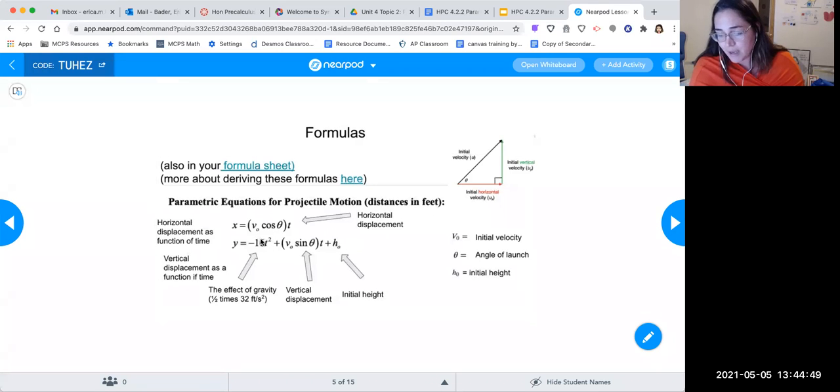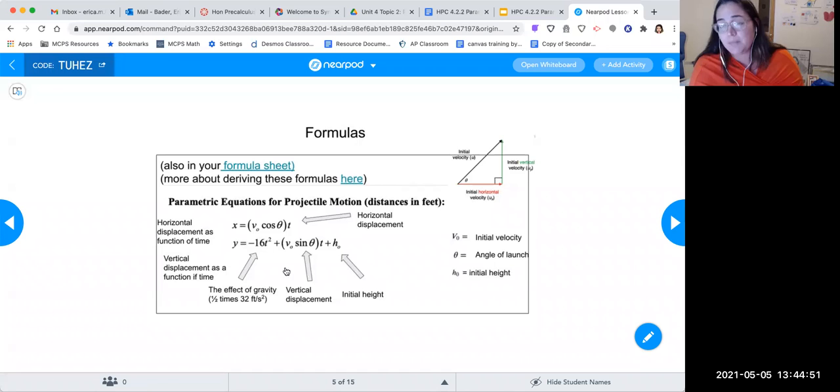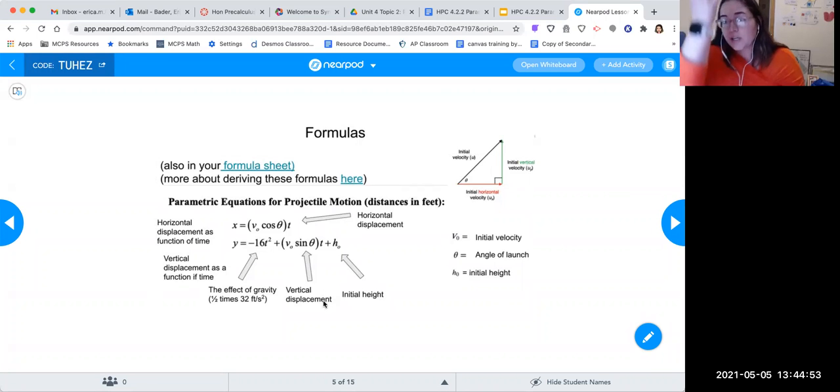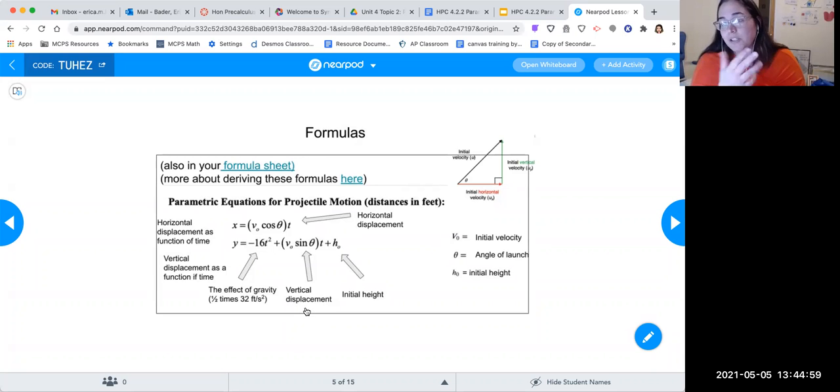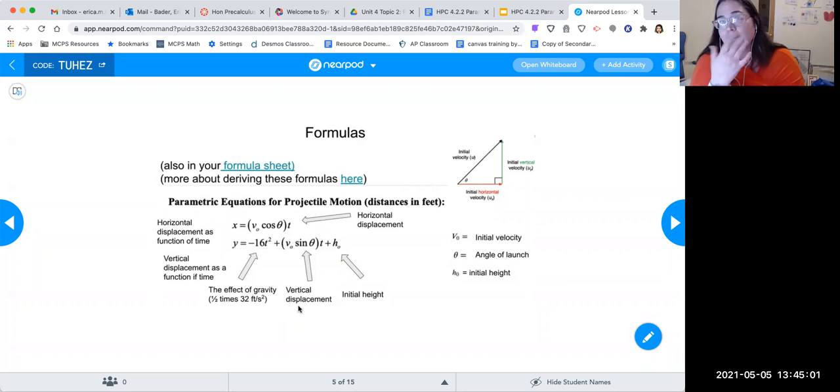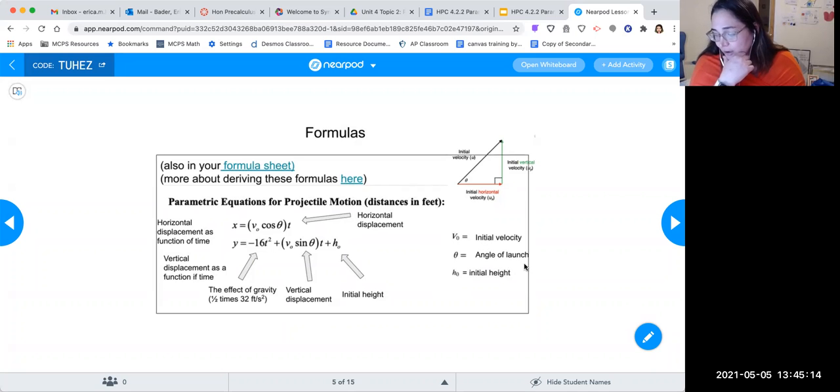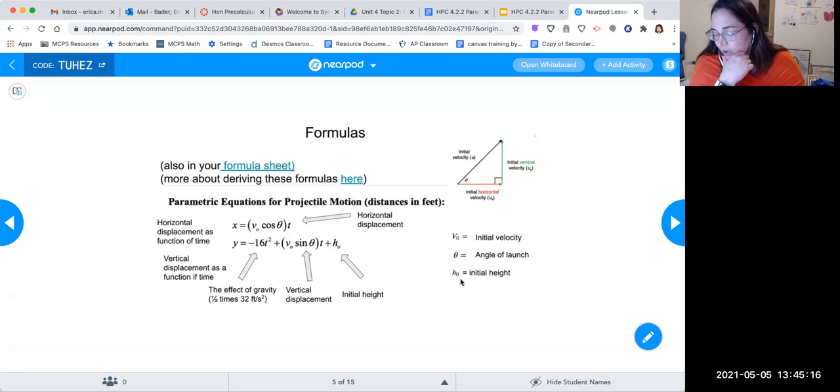So this equation is a little bit more complicated because, again, gravity works on vertical displacement, right? It's pulling objects back down to Earth, and your initial height matters because that's going to impact how high off the ground you start at. So it's going to impact how far high or low you are. Right. So again, a few parameters defined here. V0 is your initial velocity, theta is your angle of launch, and h of 0 is your initial height. So we'll do a few examples.